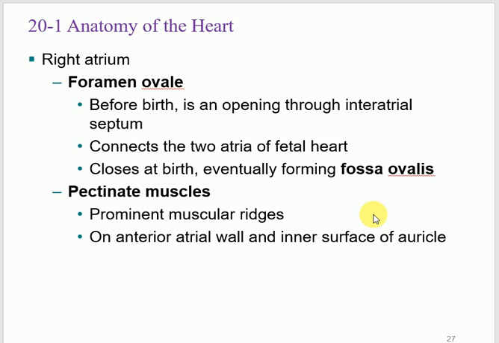There is also a muscle within the wall of the atria, specifically inside the auricles. If you open the atrium and look inside the auricles, you will not see the surface flat. The surface of the atrium is flat, but inside the auricles you will see bridges. And this is called pectinate muscles.